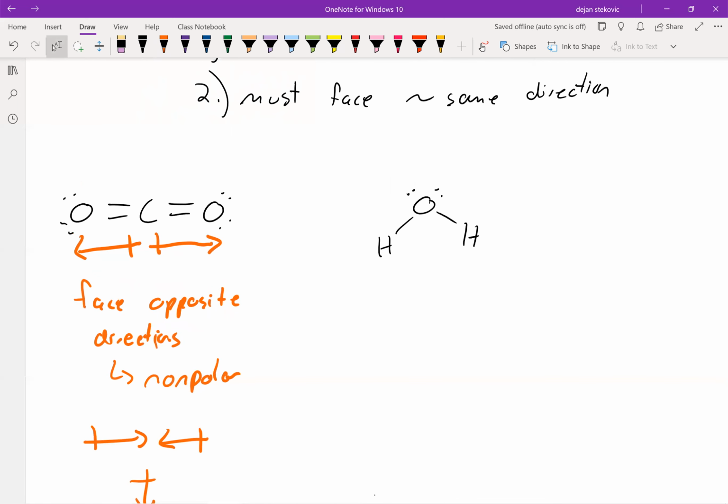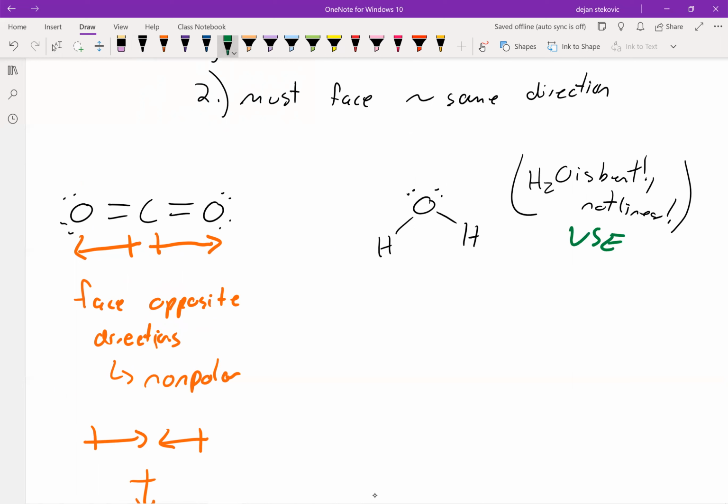On the other hand, let's take a look at water. The first thing that we have to make sure is that we're drawing our molecule in the correct shape, right? So remember, water is bent, not linear. In order to judge whether a molecule is polar, we first have to draw it in the correct shape. So think VSEPR.